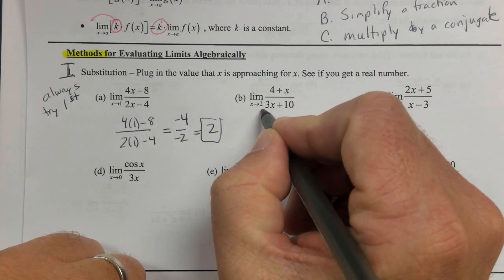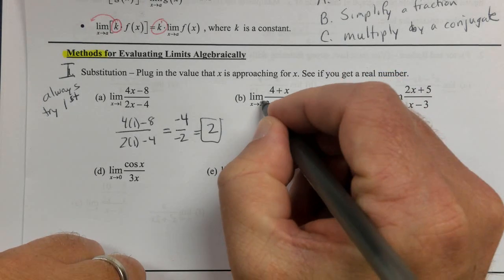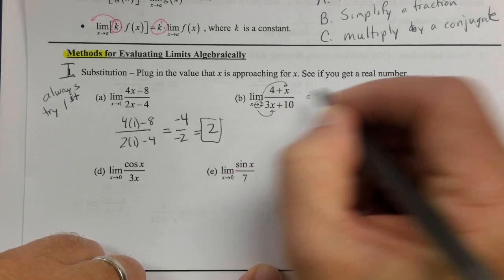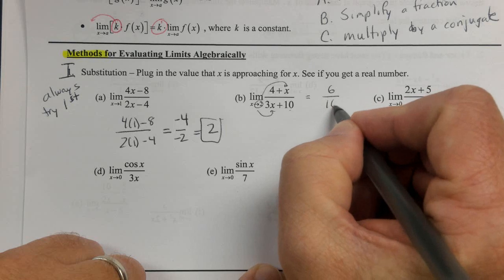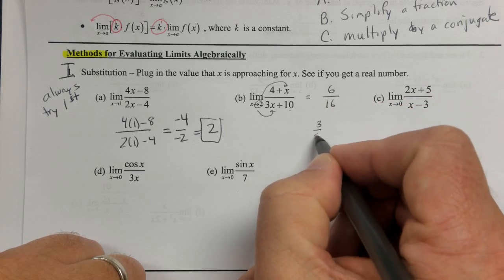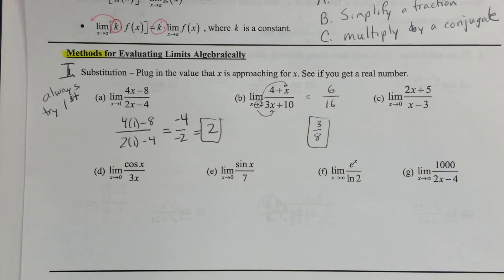Part B here. Plug in 2. 4 plus 2 is 6. 6 plus 10 is 16. 3/8. Got a perfectly reasonable answer.